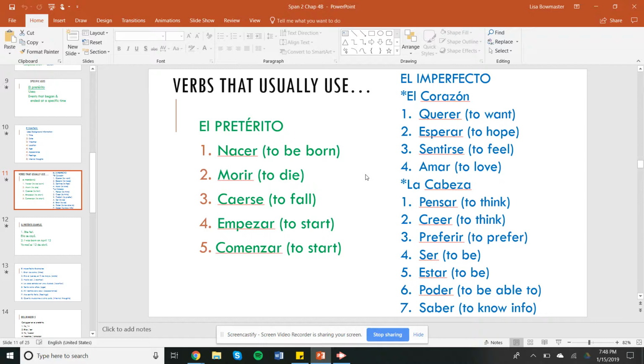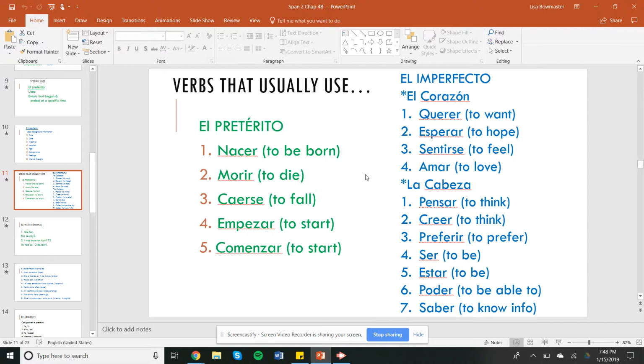Ser and estar, to be. Often these are imperfect because they describe background information. And if you remember, background information uses the imperfect. So ser is used with time. Ser is used with description. Estar is used with location. It's used with feelings, things in your heart, right?